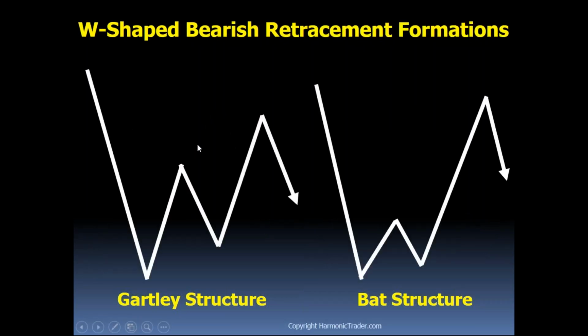Looking at the W-shaped bearish retracement formations, here's our starting point. We literally have a W, the letter W formation, where we have this point with the midpoint in the Gartley. That's a bit higher than the bat structure, and we'll get into those exact ratios in a minute. But notice that with this W structure, this secondary point cannot exceed that initial point. Same with the bat, but the key difference here is this midpoint ratio. That's at a lower level than the Gartley and results in a higher completion from a retest of the starting point.